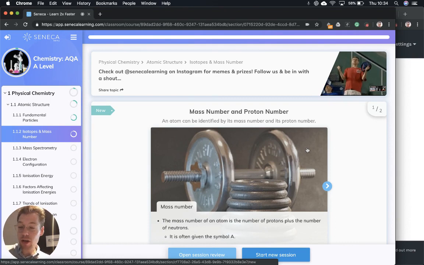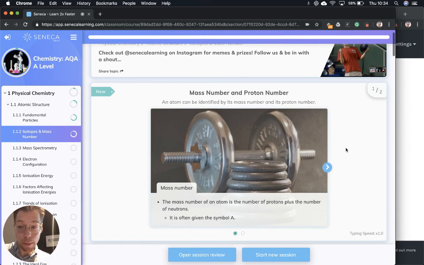Today we're going to be talking about isotopes and mass numbers, okay? Make sure you're up to speed on the fundamental subatomic particles you need to know for your A-level exam. They're covered in a previous episode because we're going to be building on that knowledge today.